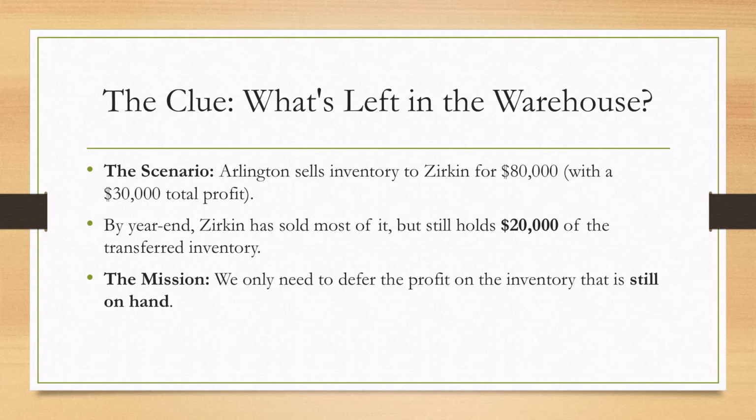Now, the case gets interesting. Our client, Arlington, sold $80,000 worth of inventory to its subsidiary, Zircon. By the end of the year, Zircon has sold most of it to outside customers. That profit is now real and has been earned. We don't need to worry about it. Our mission as profit detectives is to focus only on the inventory that is still on hand. The clue is that $20,000 of that inventory is still sitting in Zircon's warehouse.